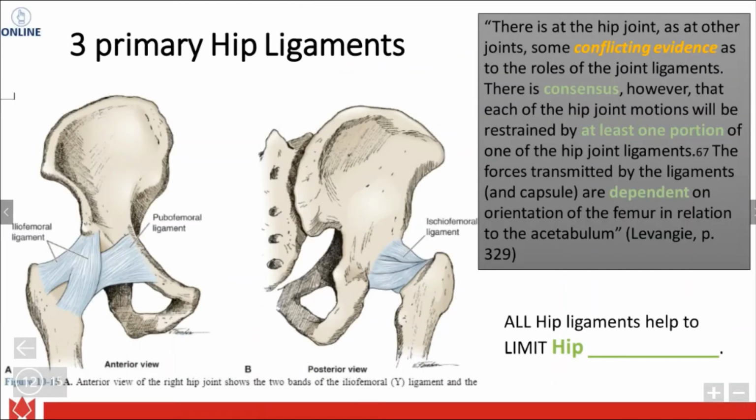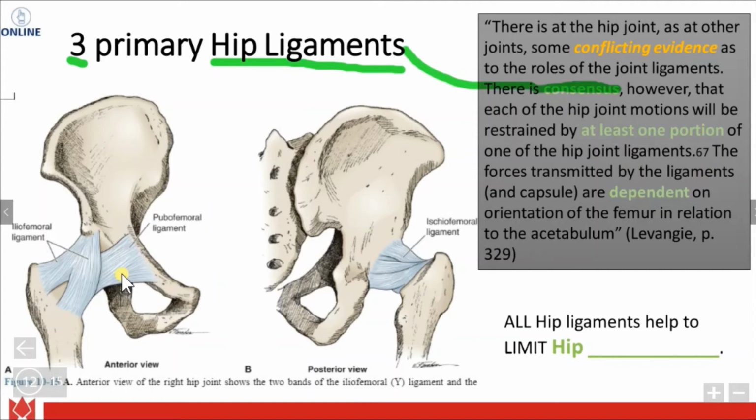And then the last thing to go over for this lecture is to just quickly review some of the ligaments within the hip. There are generally 3 primary ligaments, so we'll go through these one at a time. Like anything, there is some conflicting evidence on this, but what I'm going to focus on is the consensus. What is the consensus of what these ligaments do? We know that they all limit at least one portion, and which portion that is depends on the position that the hip is in.